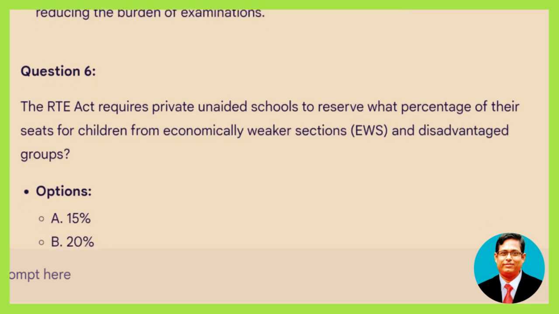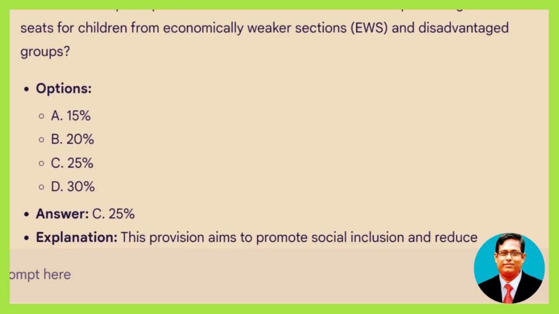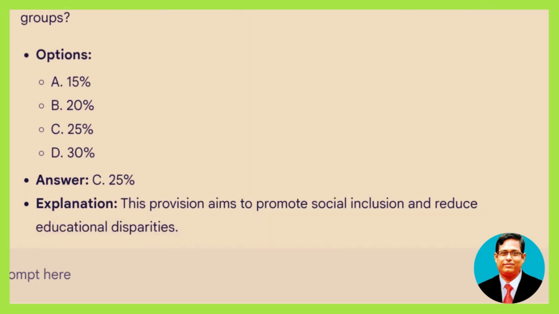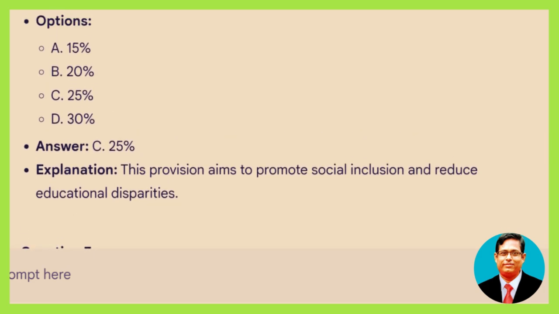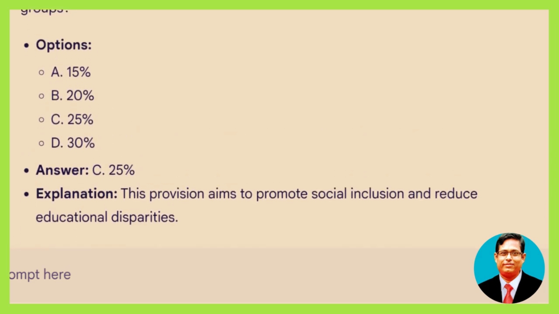Question 6. The RTE Act requires private and aided schools to reserve what percentage of their seats for children from economically weaker sections, EWS, and disadvantaged groups? Options. A. 15%. B. 20%. C. 25%. D. 30%. Answer. C. 25%. Explanation. This provision aims to promote social inclusion and reduce educational disparities.